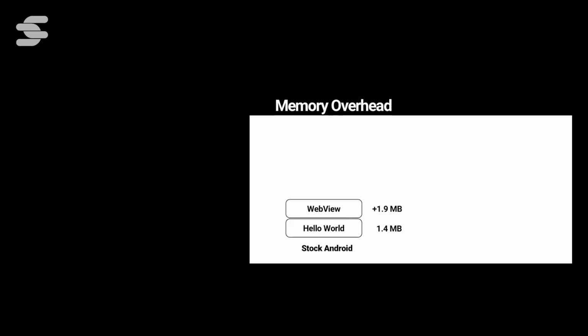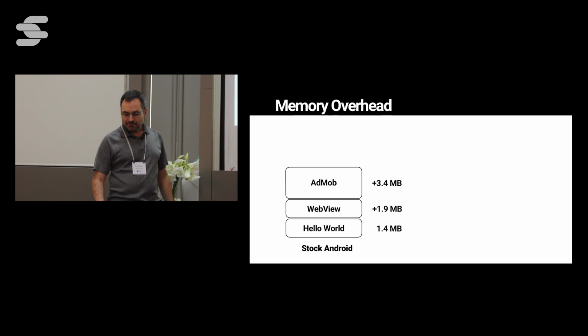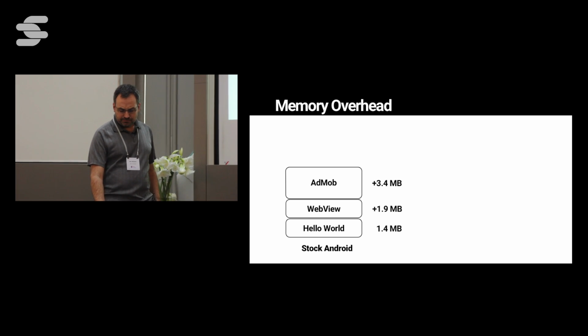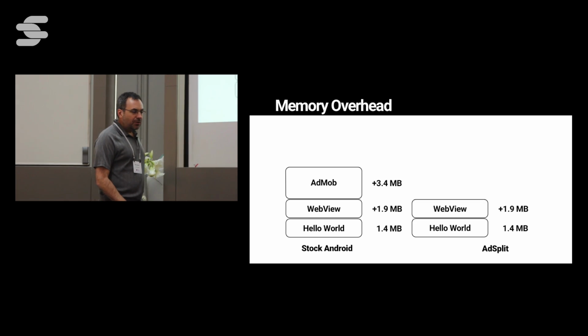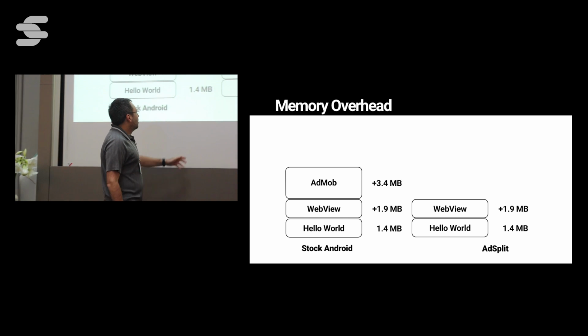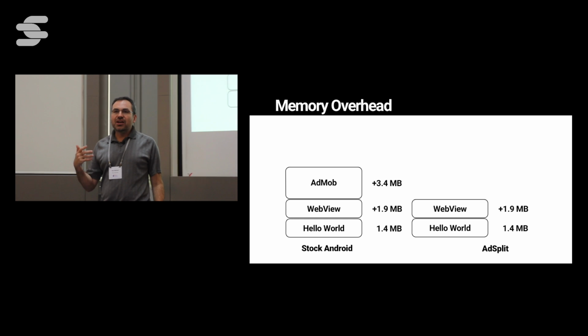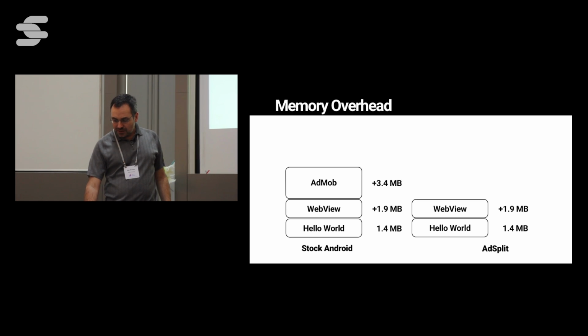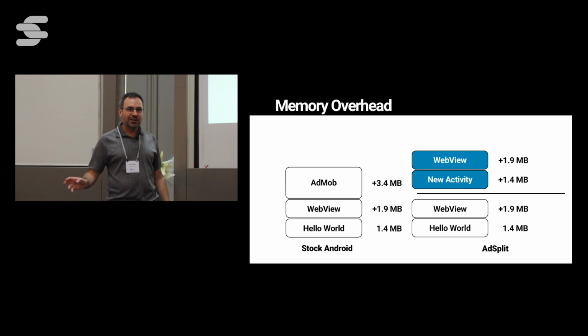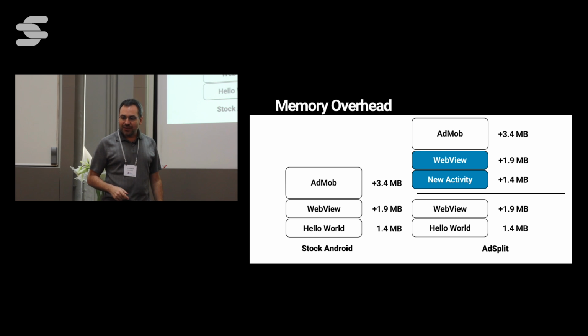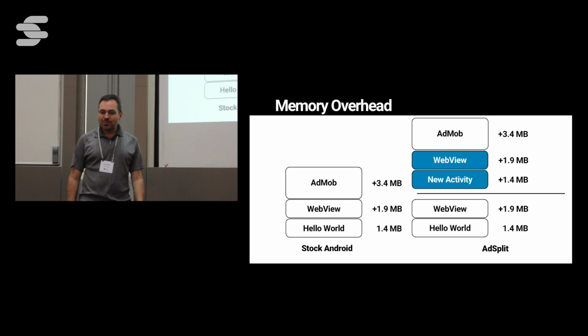By the time you add a web view and the AdMob layer, now you've ballooned up to almost 7 megabytes, plus all the memory the browser uses. So what about our system? Well, we still need the web view, assuming the application was using a web view on its own. And then we're making a whole separate activity which has another web view. And then the AdMob library on top of that.